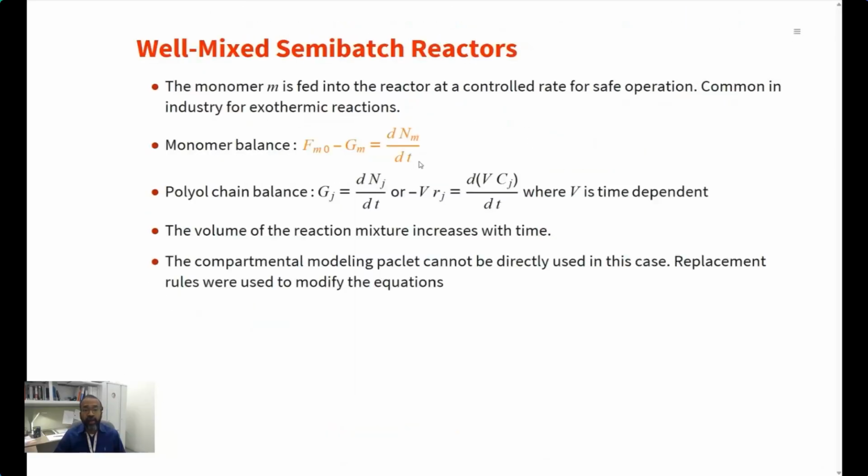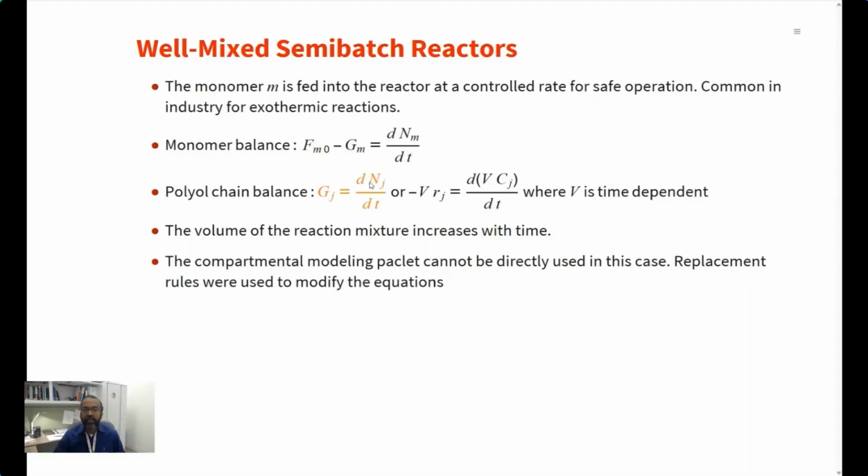In a well-mixed semi-batch reactor, monomer M is fed into the reactor at a controlled rate for safe operation. And these are common in industry for exothermic reactions, but mathematically they are more complex. The monomer balance then takes a modified form to account for monomer feed into the reactor. Here FM0 is the molar feed rate of monomer into the reactor, minus GM is the rate of consumption, and that's the accumulation term. For polyol chains, no chains are fed into the reactor or removed from the reactor typically.